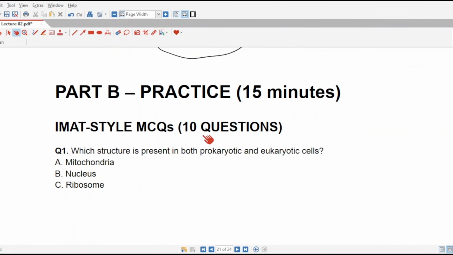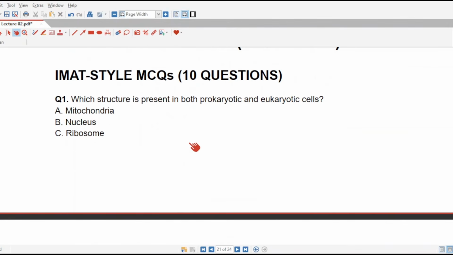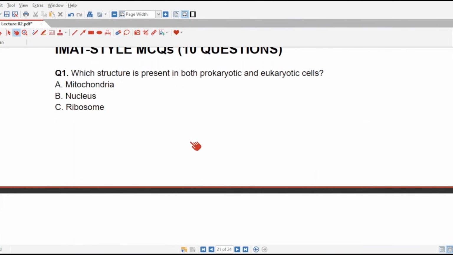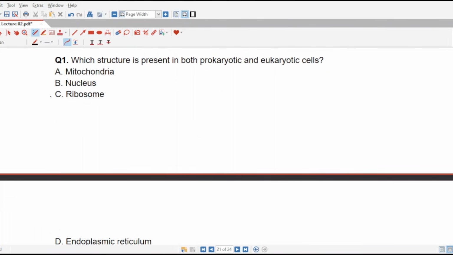The first question is, which structure is present in both prokaryotic and eukaryotic cells? Obviously, it will be ribosome, because both cells need protein production. Sometimes some people get confused and say DNA, but DNA is not an organelle. DNA is just a chemical structure or molecule.